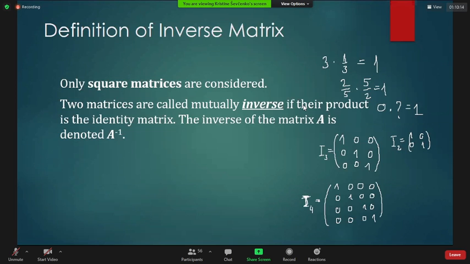Identity matrix. So if I multiply two matrices, square matrices, and the product is the identity matrix or the unit matrix, then we call them inverse, mutually inverse. In principle, this identity matrix, we already considered it in the first lecture, it serves the same purpose as the number 1 in number algebra. In matrix algebra, the unit or the identity matrix is the same as the number 1 in ordinary algebra.